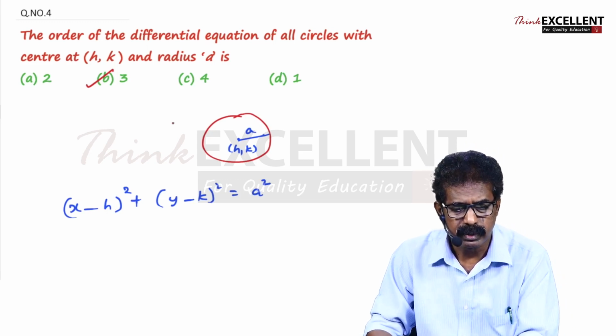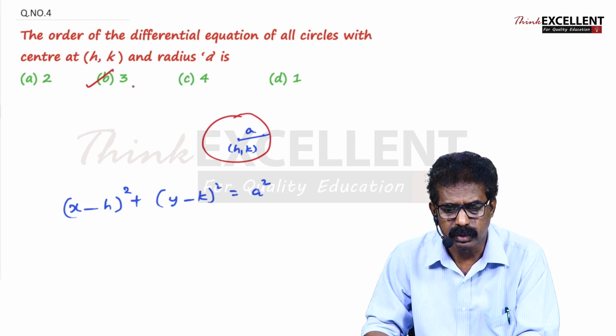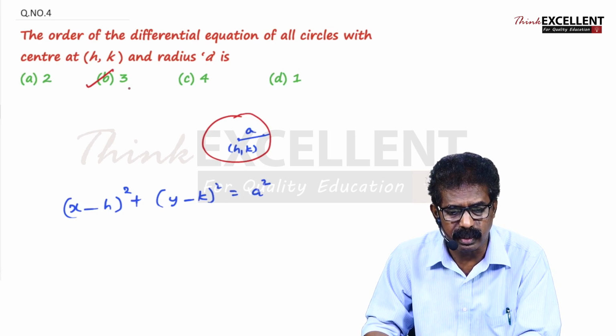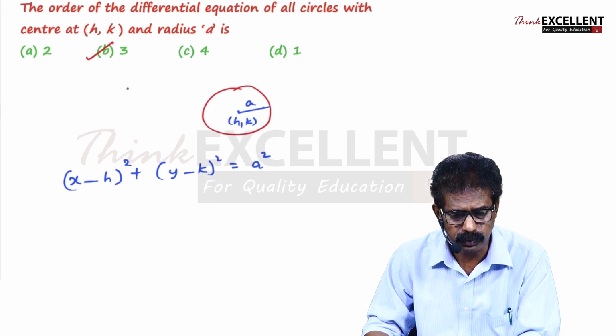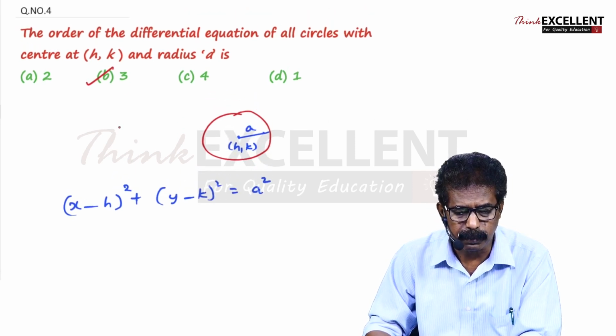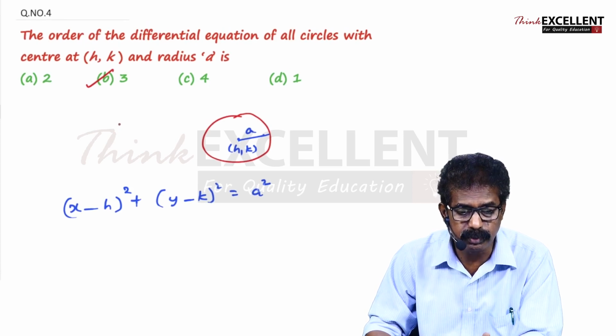But in this case, they didn't mention anything. The order of the differential equation of all circles with center (h, k), both varies, and radius is a unit. So there are three arbitrary constants. So differentiate 3 times, so the order is 3.